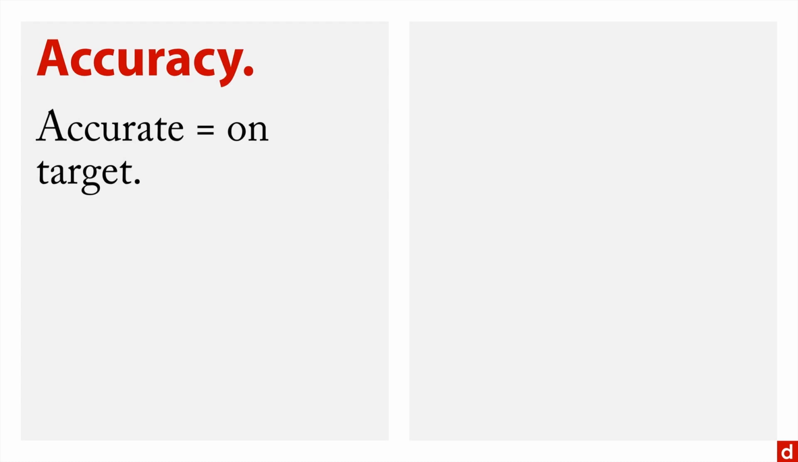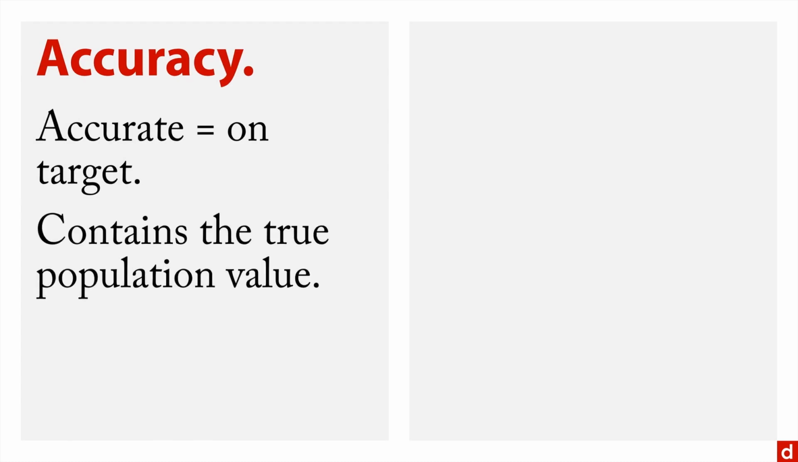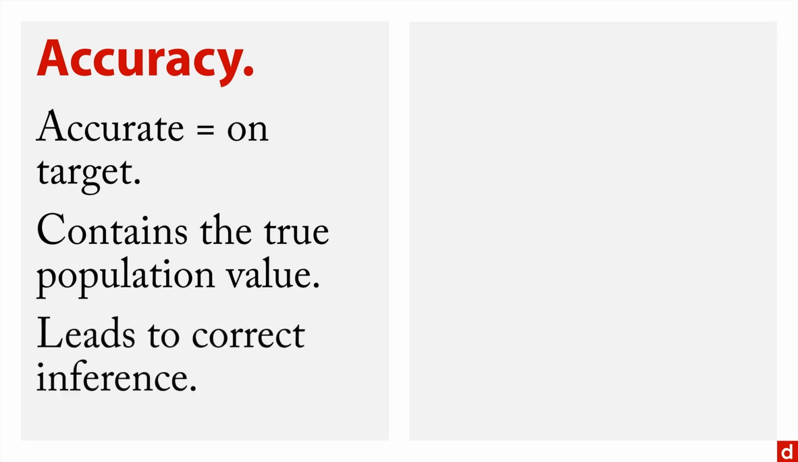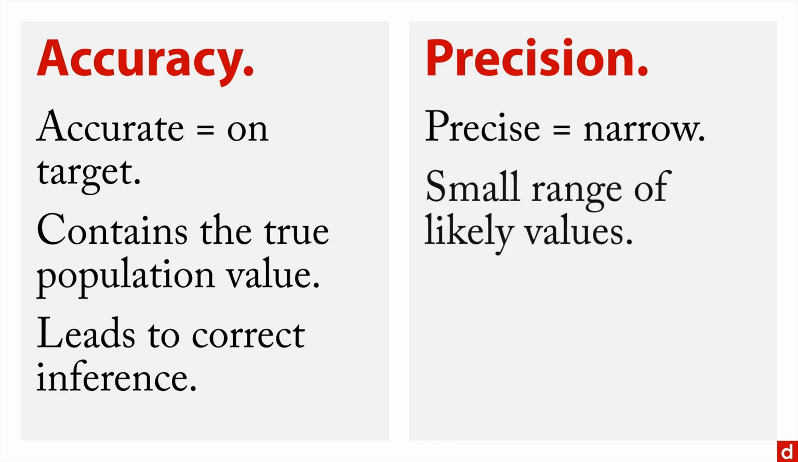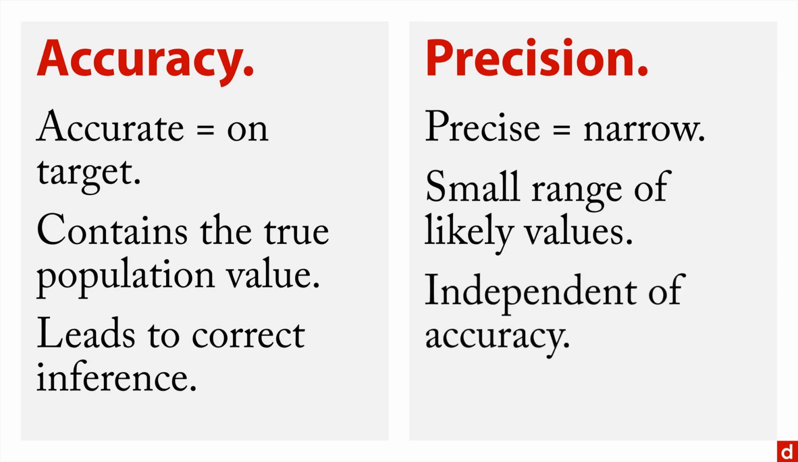Now, there's a fundamental trade-off in what's happening here, and it's the trade-off between accuracy, which means you're on target, or more specifically, that your interval contains the true population value. And the idea is that that leads you to the correct inference. There's a trade-off between accuracy and what's called precision in this context. And precision means a narrow interval, a small range of likely values. And what's important to emphasize is that this is independent of accuracy. You can have one without the other, or neither or both.